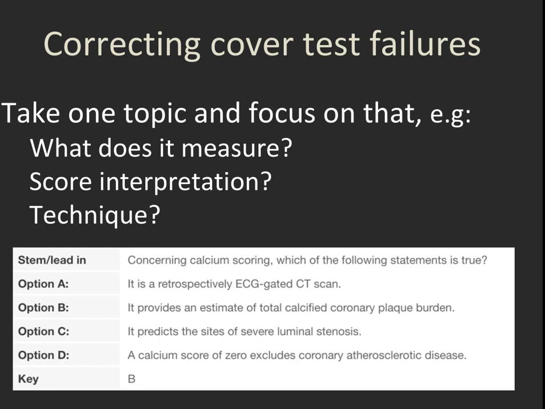So the best way to do this is to take one of the topics that are currently in the answer and focus on that. So for calcium scoring, perhaps we might be talking about what does it effectively measure, or how do you interpret the score, or what's the technique used? So we only ask about one of these. And you can actually take a cover test failure question and often turn it into 3 or 4 separate questions if you feel like putting that effort into it, and just rewriting one and then adding 3 new questions, or 1 or 2 more questions, to the data bank.